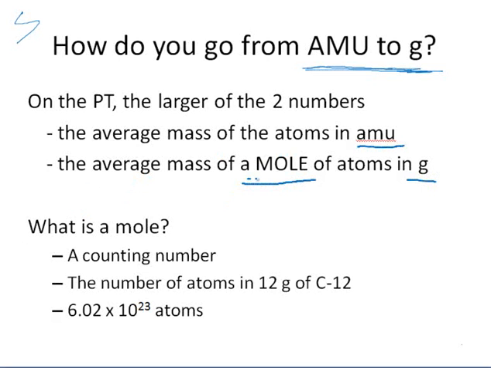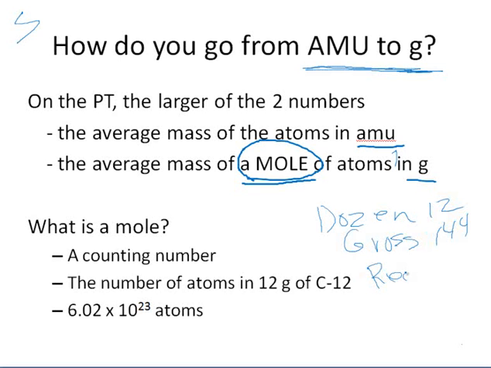So what is a mole? A mole is a counting number, just like a dozen. A dozen is a counting number that means 12. Or a gross is a counting number, and that means you've got 144 of something. If I have a ream of paper, that means I have 500. So these are counting numbers that make it easier to talk about quantities. And a mole is actually defined as the number of atoms in 12 grams of carbon-12. Okay, so it was defined this way so that AMU and grams would have the same number, just different units.